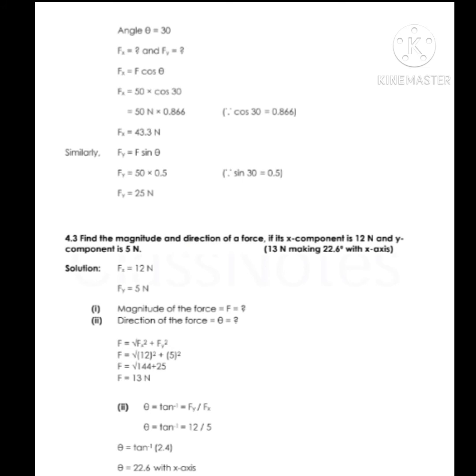Now we want to calculate the direction, that is theta equals tan inverse of F of y upon F of x. So by putting the value of F of y, that is 12, and F of x is 5, and dividing 12 by 5, we have 2.4. By taking the tan inverse, we have 67.4 degrees with the x-axis, that is the direction of the force.